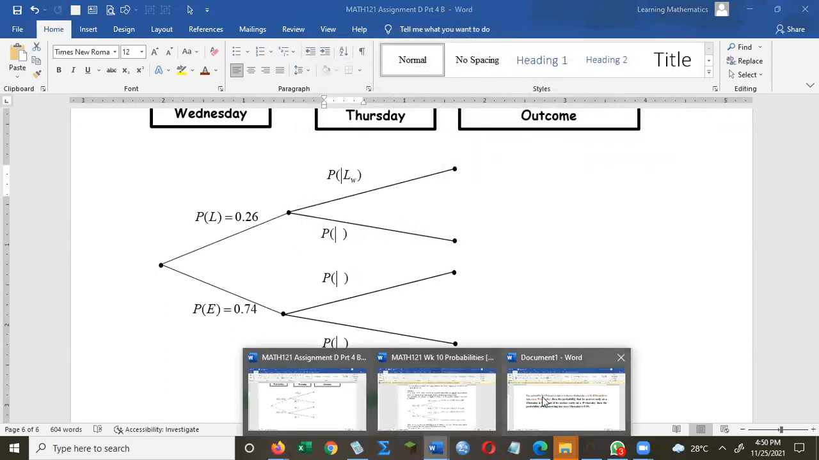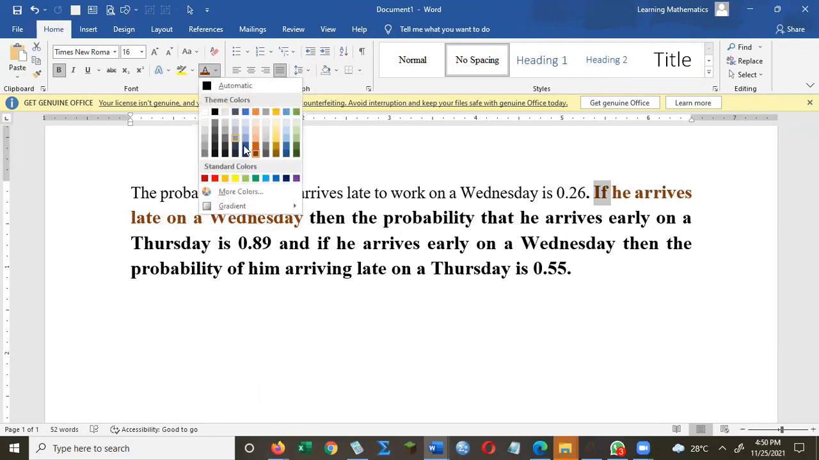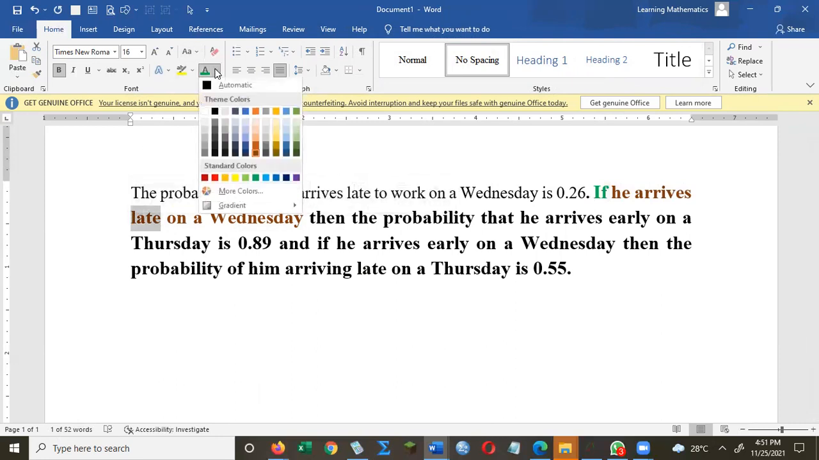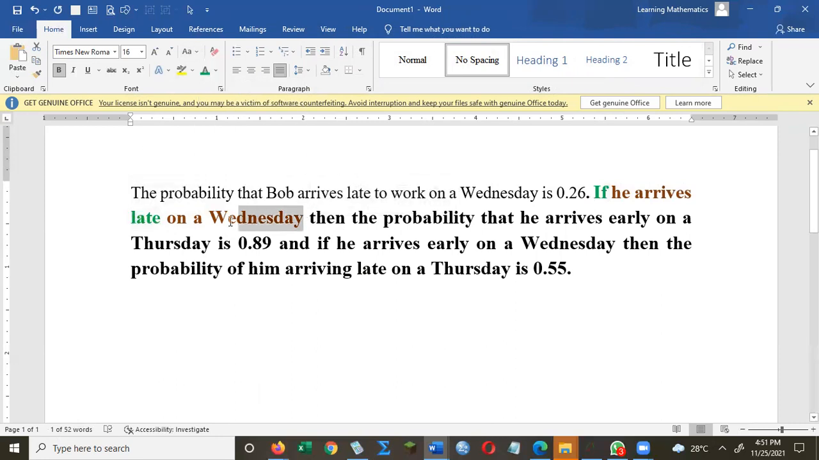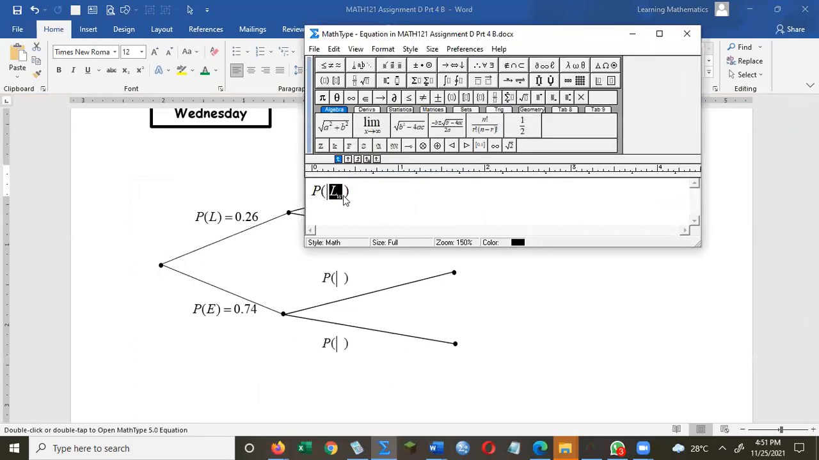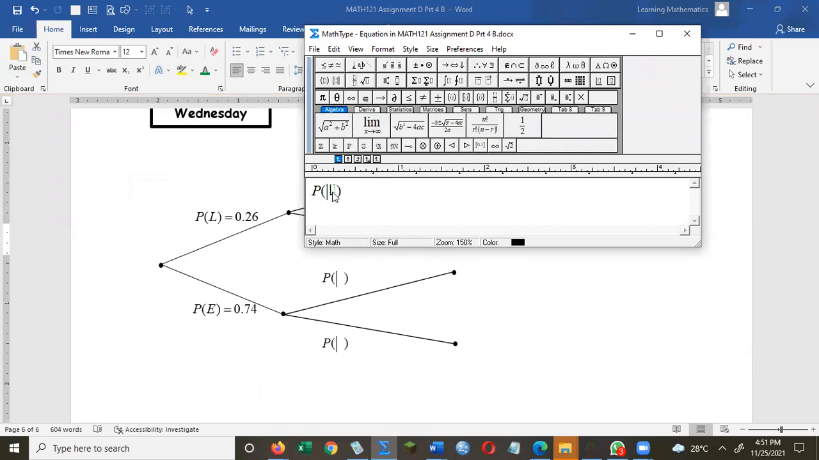Okay, so let's go back to the words, if late on a Wednesday. If has a symbol, a vertical line. Late has a symbol, a capital L. Wednesday has a symbol, a little W. Words converted to symbols in a diagram. That's the power of maths. If late on a Wednesday. Okay, I can type if late on a Wednesday here, and I can type if late on a Wednesday here also.